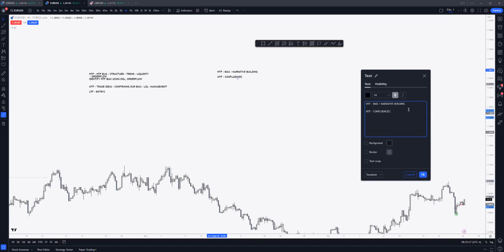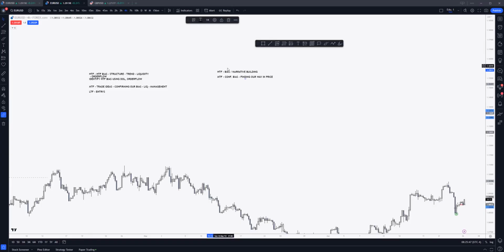What I like to say with the medium time frame is finding our weight in price. Confluences and confirming our bias is the same thing, so we'll keep it the same. Confirm bias. The higher time frame gives us a larger outlook on what's going on in the market. We can understand where the waves of big money are pushing the market, where we're likely to head over weeks, months, days.